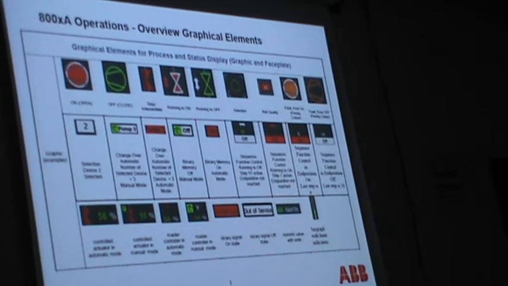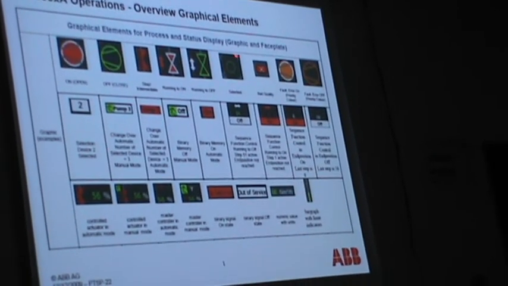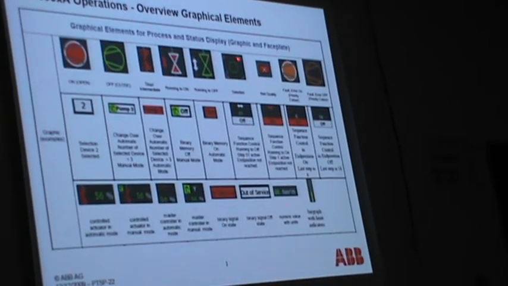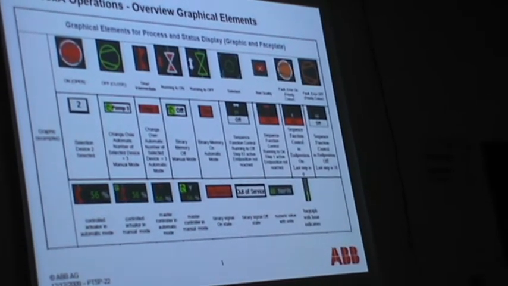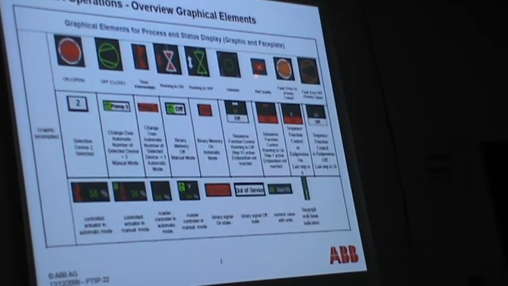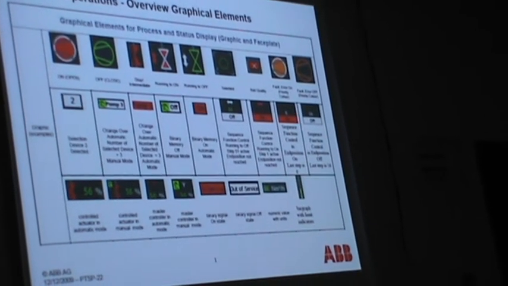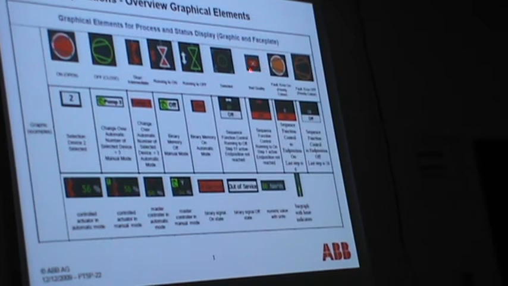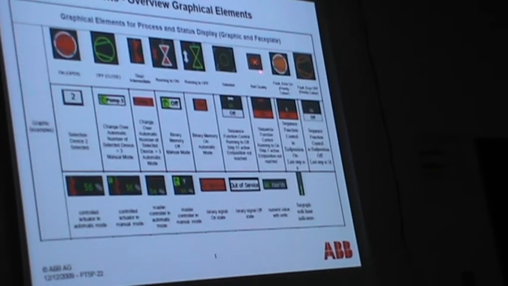If you select any object in the graphics faceplate, you will get the selected mark like this. At the 4 corners you will have the mark like this. So you can know which one is selected in the faceplate. And this is the bad quality. If any transmitter is disconnected, you will get the bad quality symbol like this. You will not get any values and you will get the symbol like this.